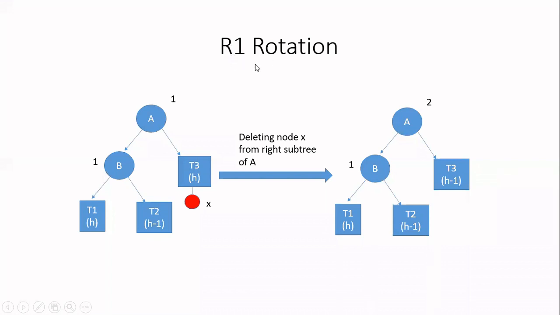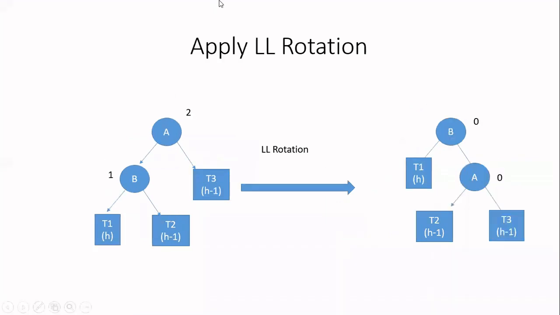And when you apply the R1 rotation, you have to go for a special type, what we have seen in the insertion. That is nothing but, again, LL rotation. So to handle the R1 imbalance, you need to go for LL rotation only.